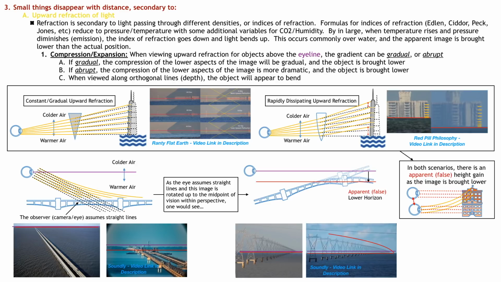This occurs commonly over water, and the apparent image is brought lower than the actual image when there is an emission phenomenon. In other words, when there is a warmer layer above the water because of the specific heat of water typically giving off heat during the day and absorbing during the night, when it's giving off heat during the day, many times you will observe upward refraction across water, and your eye straightens that image out to create straight lines or assume straight lines, and so you bring that image down.